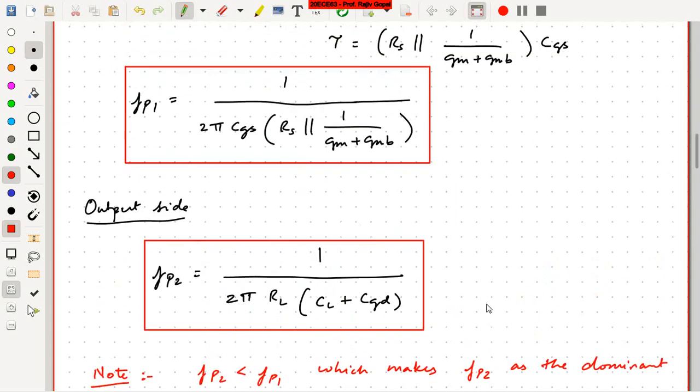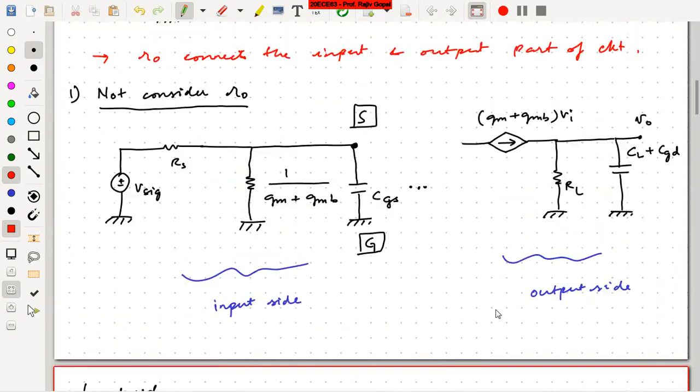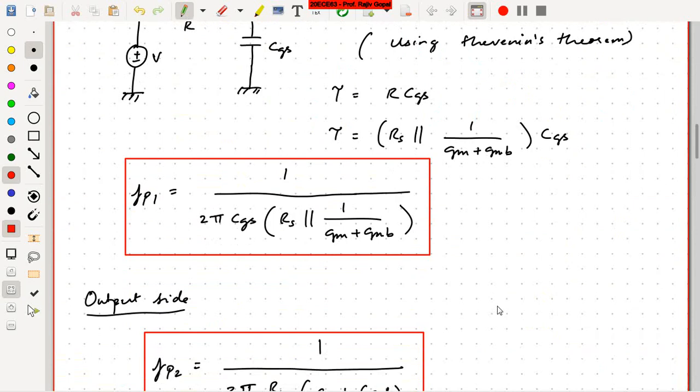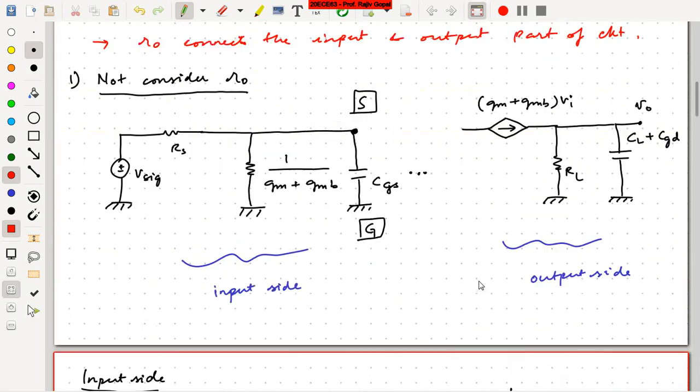So if you get a problem based on this, it is always better to find FP1, then find FP2, and whichever is lesser, you consider as your dominant pole. So this is the first condition wherein we have not considered R naught.